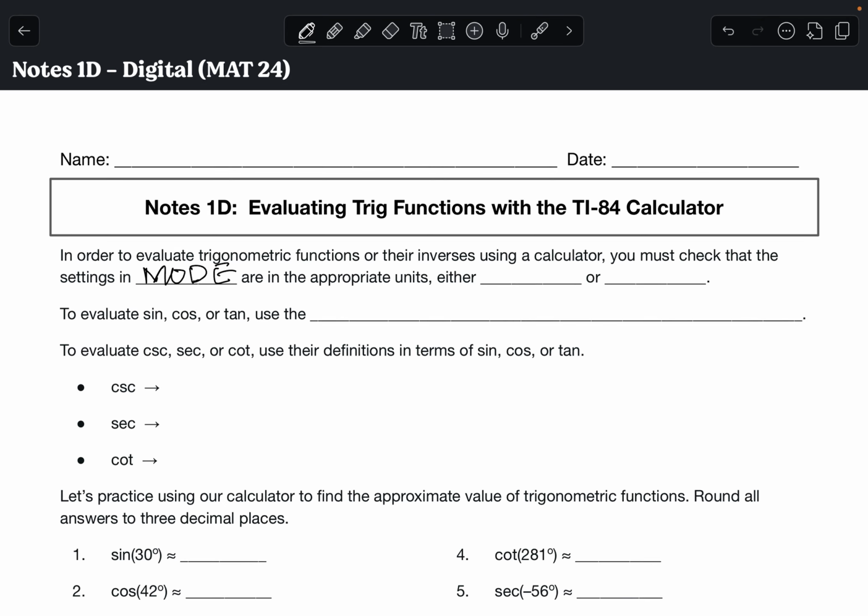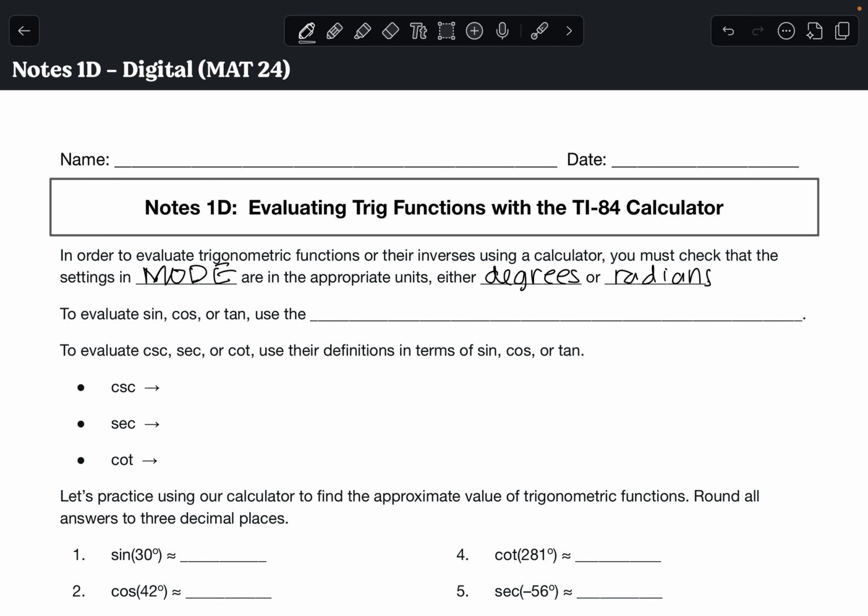But when you're evaluating trig functions, sine, cos, tan, or evaluating their inverses, arcsine, arccos, arctan, the calculator needs to know, am I giving it information in degrees, or am I looking for degrees as an answer, or do I want that information in radians? So, first thing we do is check the mode setting.